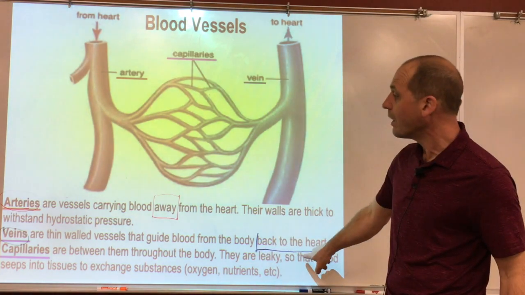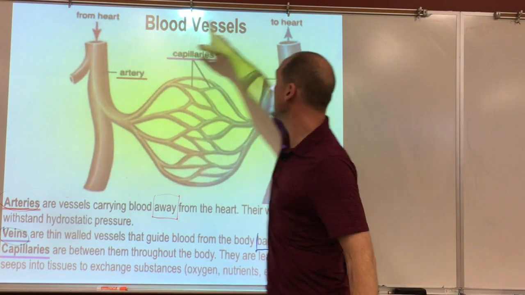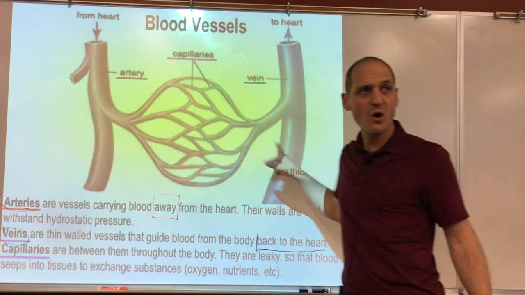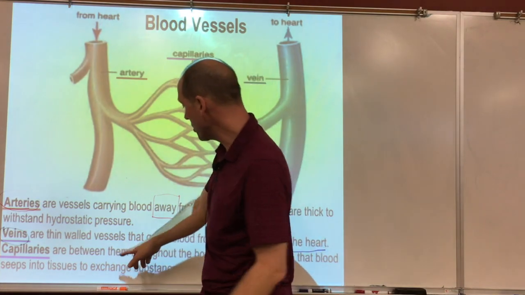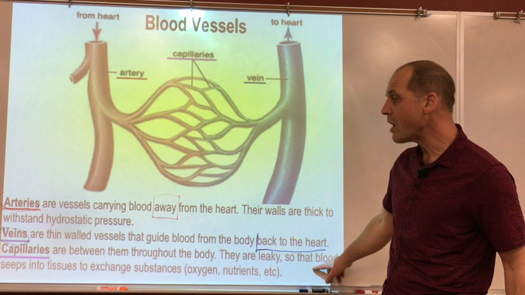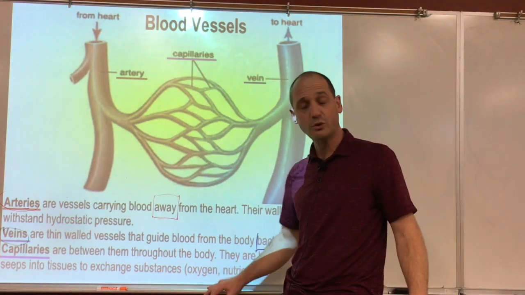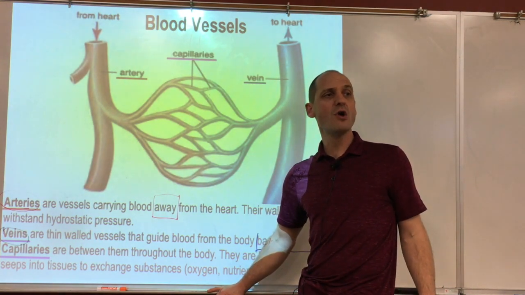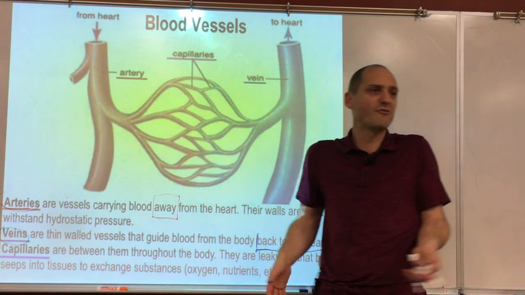And so now we have vessels that go from the heart, and vessels that go to the heart. And then we have vessels in between that connect the arteries and the veins, and those are capillaries. Capillaries are between them throughout the body. They are leaky, so that blood seeps into tissues to exchange substances like oxygen and nutrients. Arteries and veins are not leaking blood into the tissue. They're just channels, they're freeways.